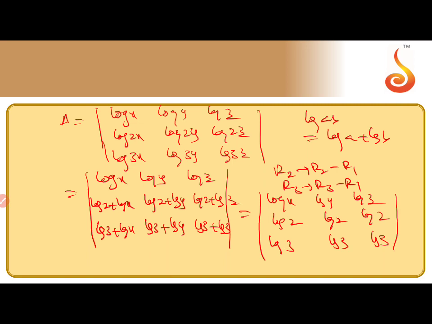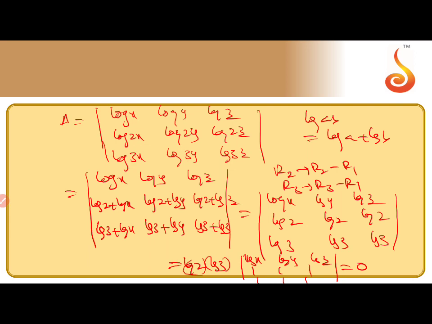What is common from the second row? Log 2 is common. In the third row, log 3 is common. What do you get here? 1, 1, 1 comes here. If I take log 2 and log 3 common, the rows are log x, log y, log z; 1, 1, 1; 1, 1, 1. So this value gives 0 because the second and third rows are identical.